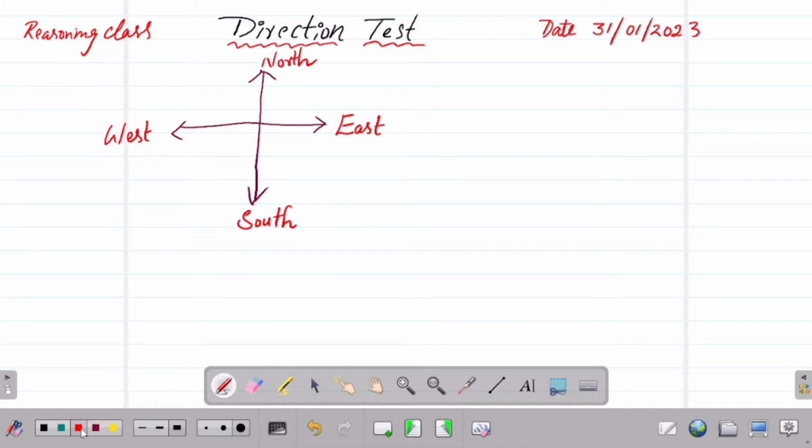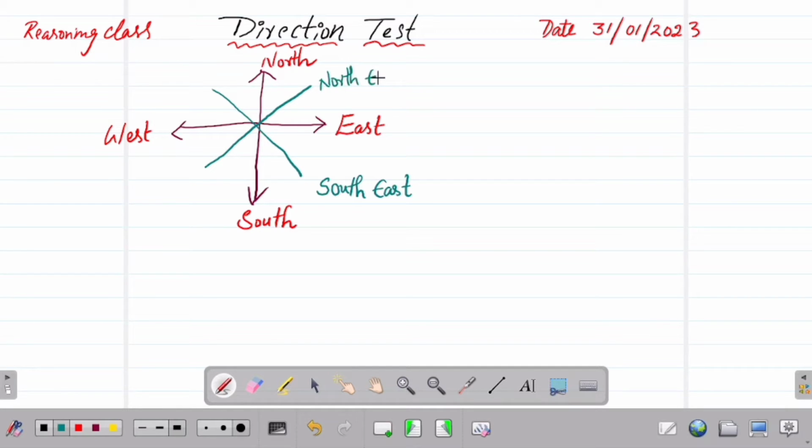So now four more directions are there. What are those? I am going to write here. The direction that lies between east and south is nothing but southeast. Okay, this is southeast. Next, the direction that lies between the north and east is nothing but northeast.